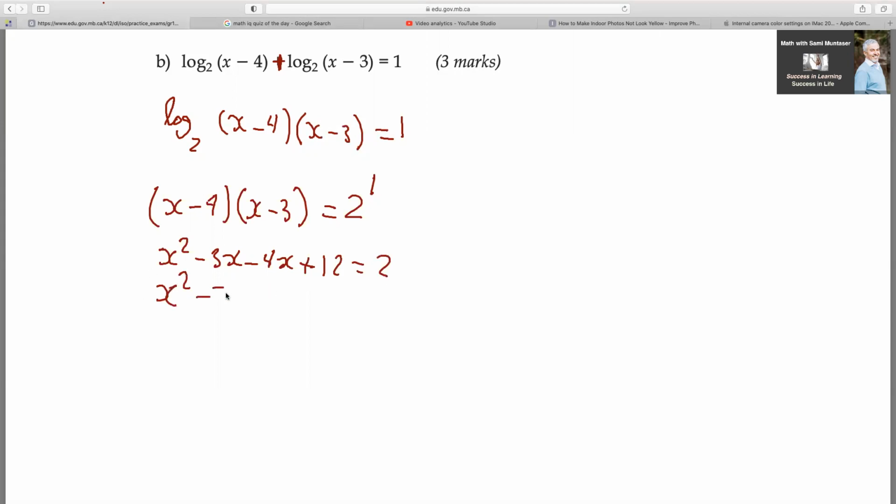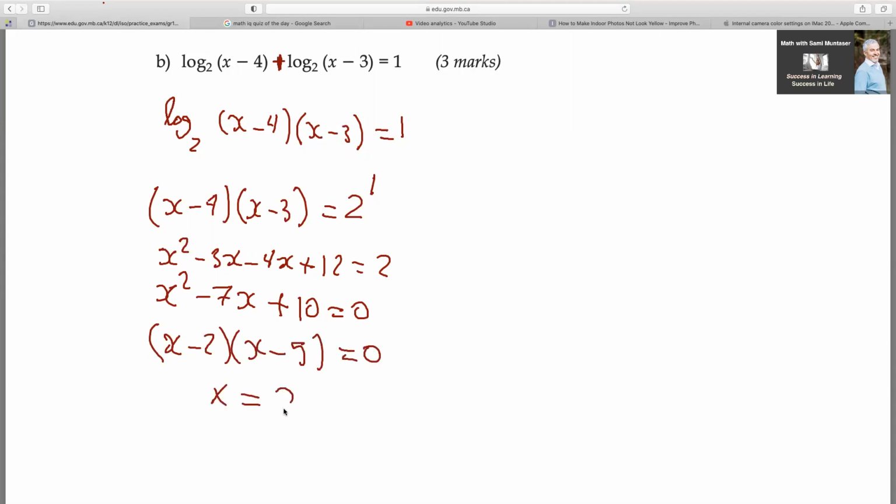x squared minus 7x plus 10 equals 0. When you move the 2 to the other side, it becomes minus 2, and that's how this became 10. Now this factors into (x minus 2)(x minus 5) equals 0, and therefore x equals 2 and 5.